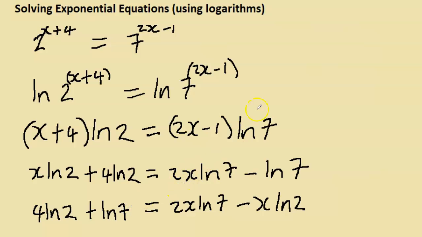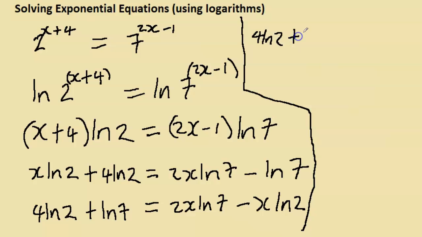Good. Let me just separate things there. So we have 4 ln 2 plus ln 7. And then we can factor out x. We factor out the x on the right hand side there.